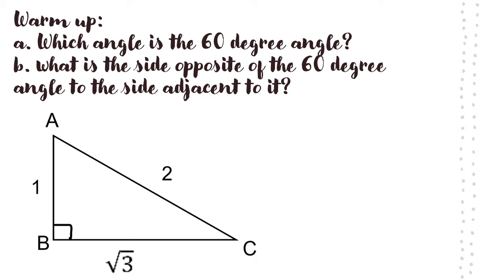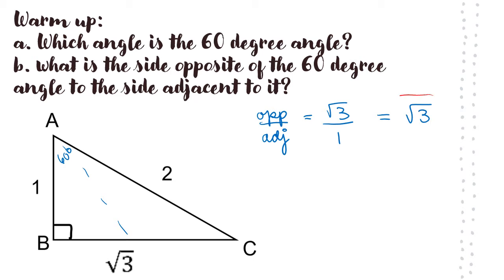So hopefully you were able to identify that angle A is the 60-degree angle here. The square root of 3 is the longer leg here, which is across from the 60-degree angle. If I want to look at the ratio of the side opposite the 60-degree angle to the side adjacent, well, the side opposite it is the square root of 3. The side adjacent to it is 1. So the ratio of the side opposite of the 60-degree angle to the side adjacent to it is the square root of 3.